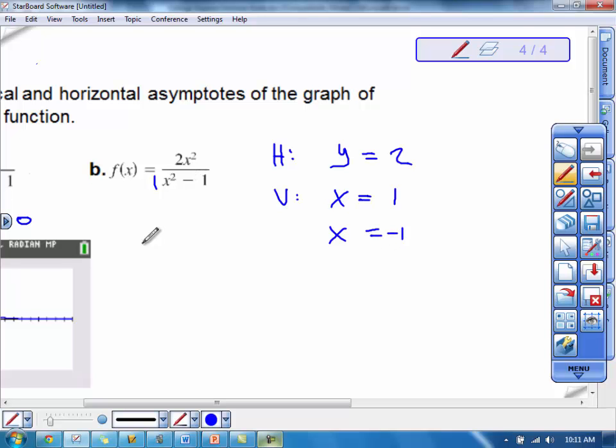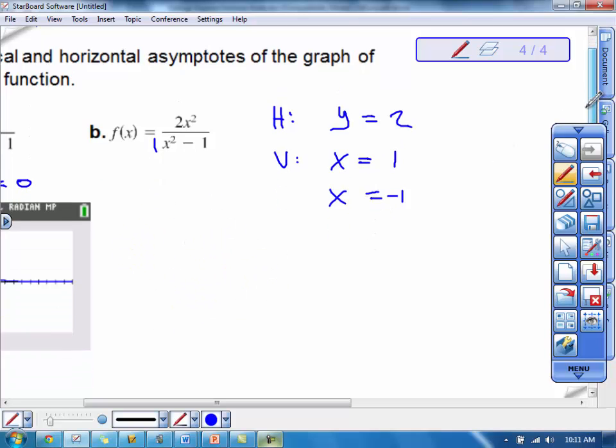Right? If you take x squared minus 1 and set it equal to 0, you add 1 to both sides, and then you square root both sides. You get x equals plus or minus 1. So these are the two vertical asymptotes. All right, now let's check the graph to make sure that we get the same result.